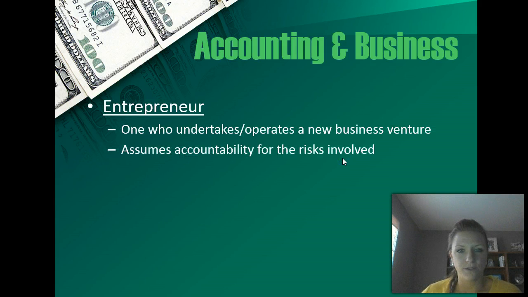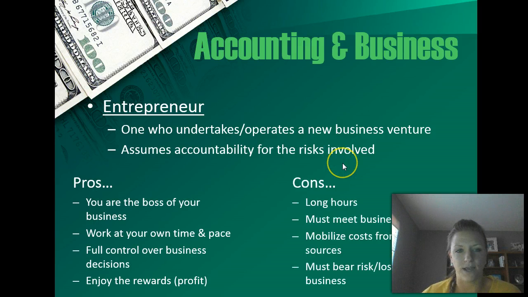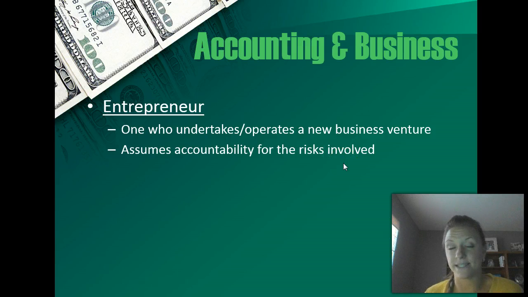All right. So we're going to get into talking about businesses, and the text wants to give you a brief overview of how businesses are started. It is usually started by the entrepreneur. An entrepreneur is one who undertakes and operates a new business venture. They assume accountability for the risks involved. So when they take on a business, they're also taking on the liability that if that business goes under, they could lose money.